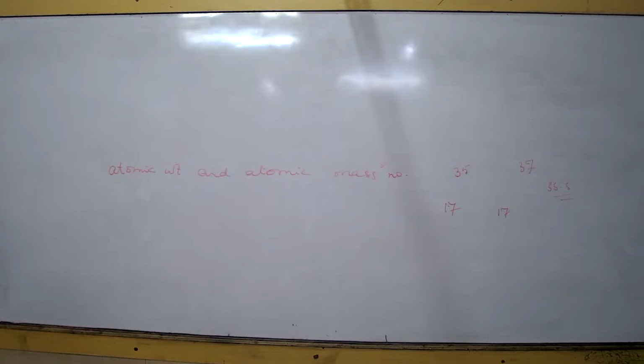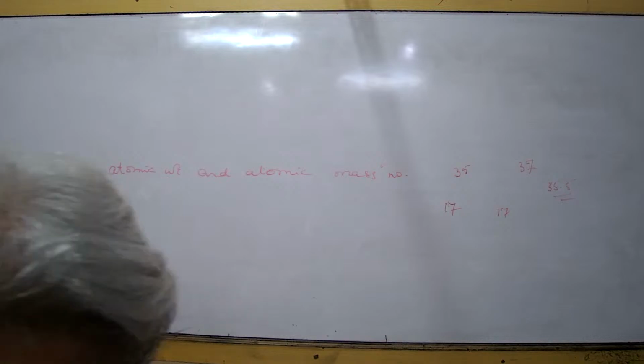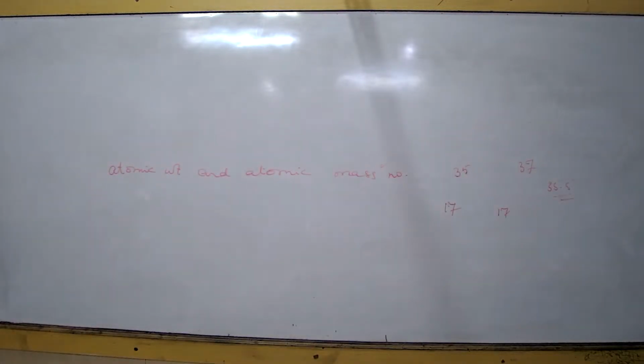First of all, what is another name for electrovalent bond? Ionic bond. Correct. Ionic bond is another name for electrovalent bond. What is another name for covalent bond? Why is ionic bond called ionic? Because it has got ions. Covalent bond, what does covalent bond have? Sharing of electrons.